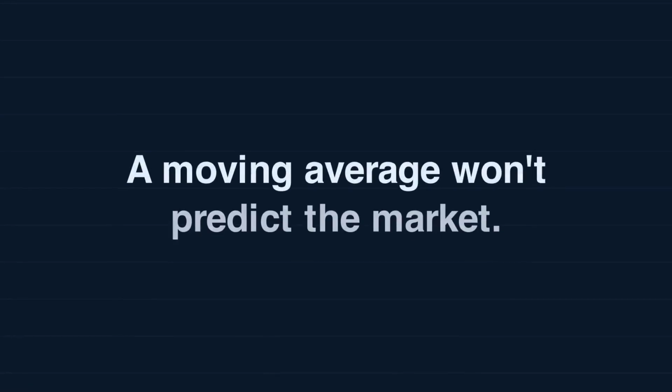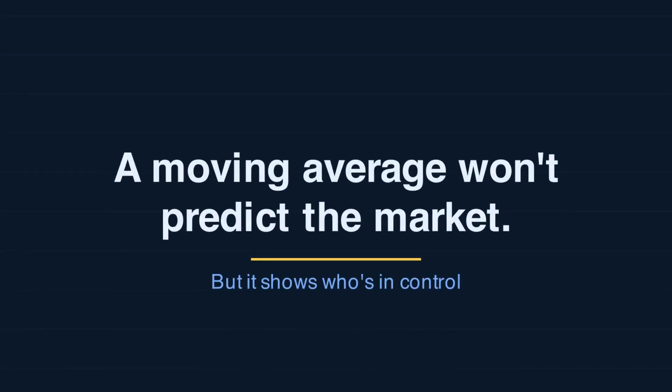A moving average will never predict the market, and if you use it that way, you'll lose. But it does one thing brilliantly. It tells you who's in control right now. Rising average, buyers; falling, sellers. That read on the trend is the price action signal of the Confluence method, and it's where every swing trade starts.